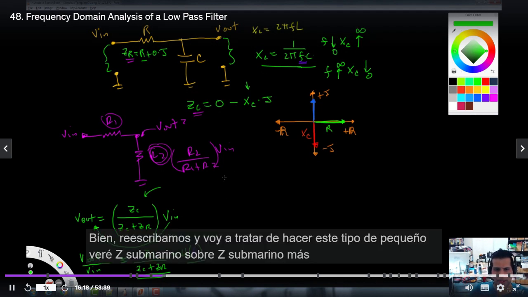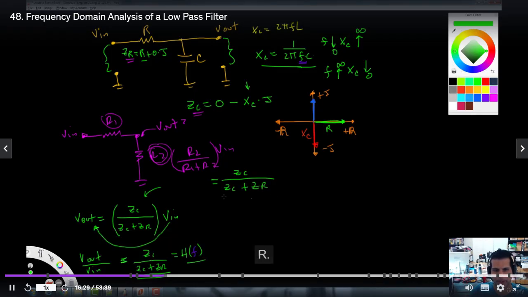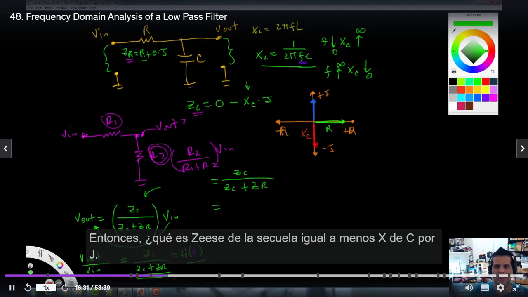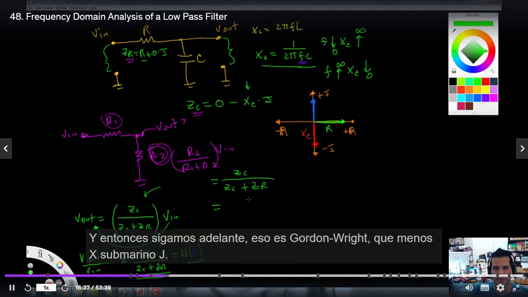Okay, so let's rewrite, and I'm going to try and do this sort of small. We'll see. Z sub c over z sub c plus z sub r. All right. So what does z sub c equal? It equals minus x sub c times j. All right, and then let's go ahead and write that. Minus x sub c j.